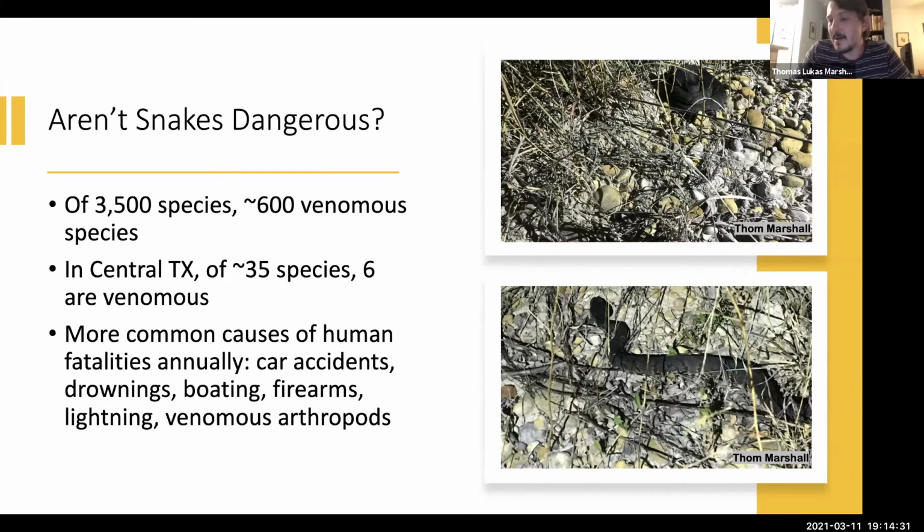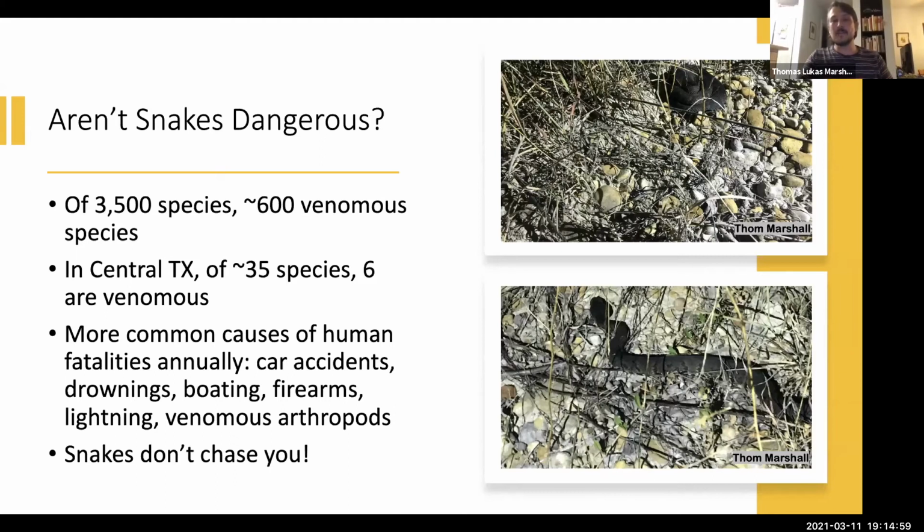There are causes of fatalities annually that are much more common than snake bites. Some of these include deaths from car accidents, drownings, boating accidents, and firearms. You're more likely to die from getting struck by lightning than from a snake bite. And you're also more likely to die from getting bitten by a venomous arthropod like an insect or spider than you are from a snake.